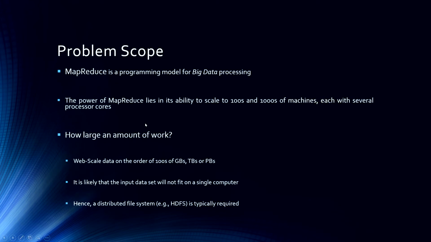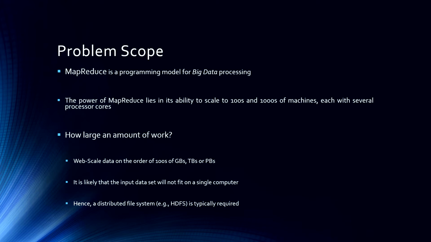So what exactly is MapReduce? MapReduce is a programming model for big data processing. When we want to process 1,000 gigabytes of data, it might take a few days even on an i7 core processor, but MapReduce does this in 207 seconds. We can process 1 terabyte of data in 207 seconds. That's literally 3 minutes. The power of MapReduce lies in its ability to scale to hundreds and thousands of machines, each with several processor cores.